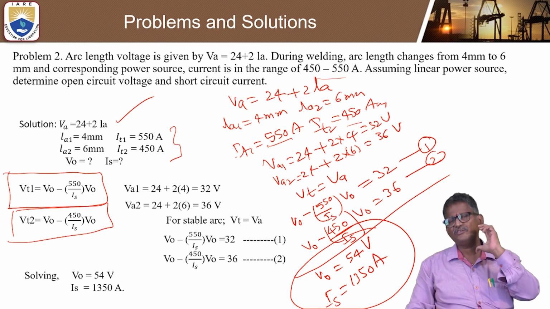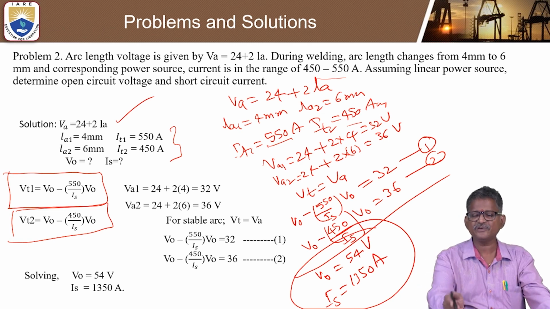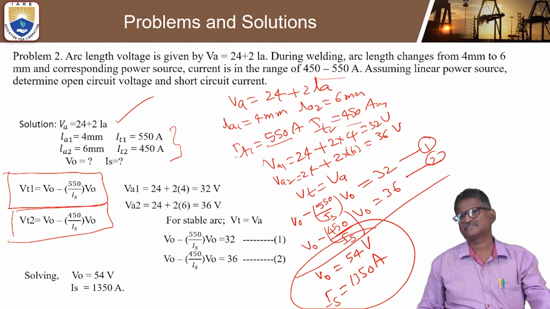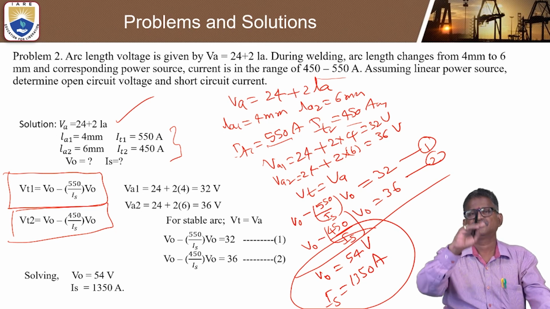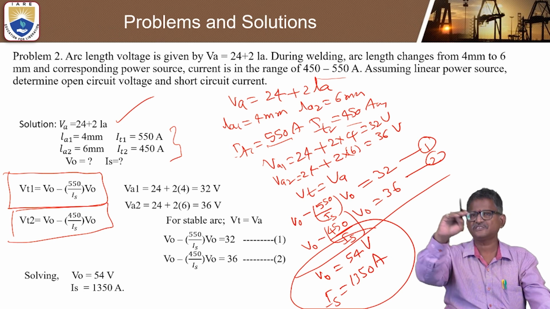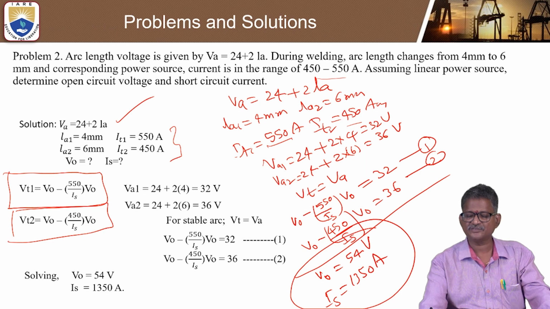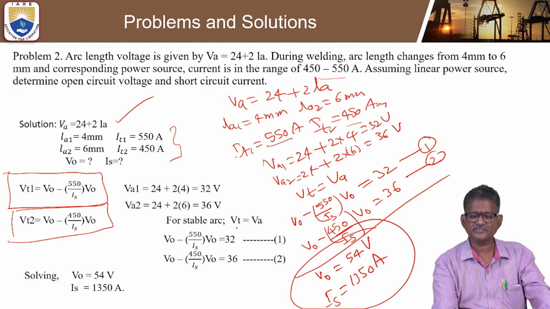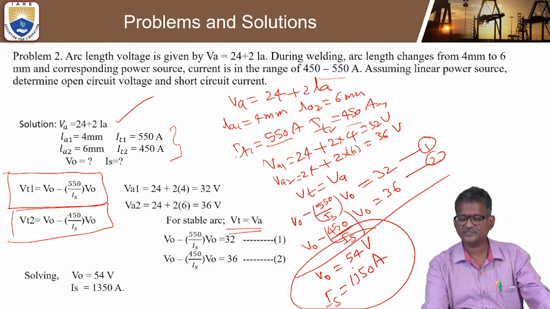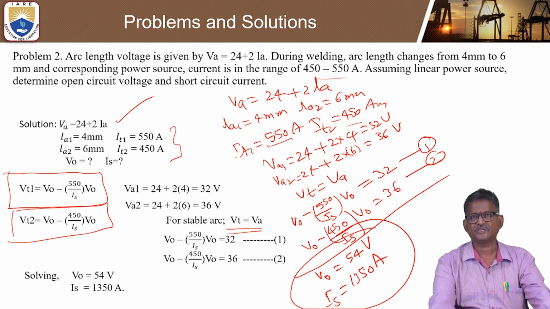That is why in all competitive examinations they add some twist. The first twist is that you should understand the VA characteristics: low voltage with high current, and high voltage with low current, which will occur in this problem. And by solving these two, here also for a stable arc VT is equal to VA. By solving these two equations, you will get V naught is equal to 54 V, and IS, that is the short circuit current, is 1350 amperes.